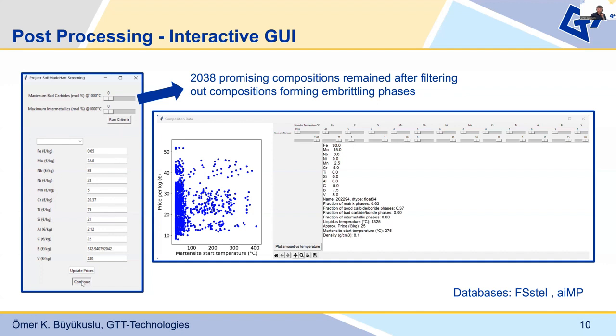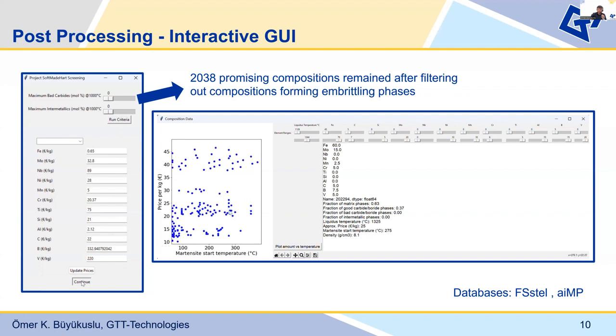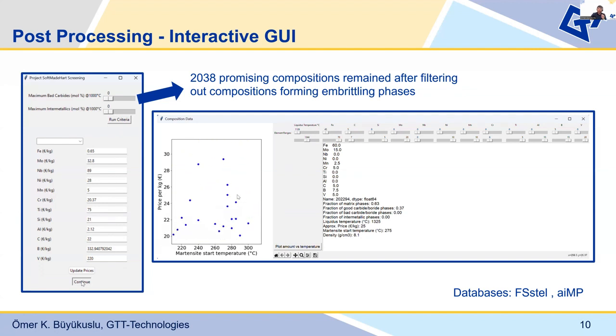Compositions are then presented in a graph by their approximate price and the calculated Martensite start temperature based on our model, as you can see in the next screenshot. You can also see in this example that I limit the liquidus temperature so that the compositions with a high melting temperature are kicked out. We can also fine-tune the composition of interest by percentage of alloying elements if required.